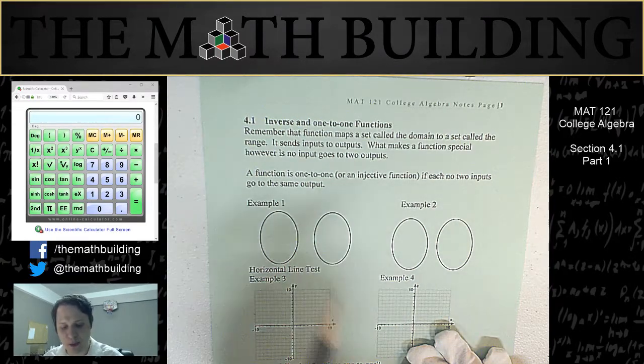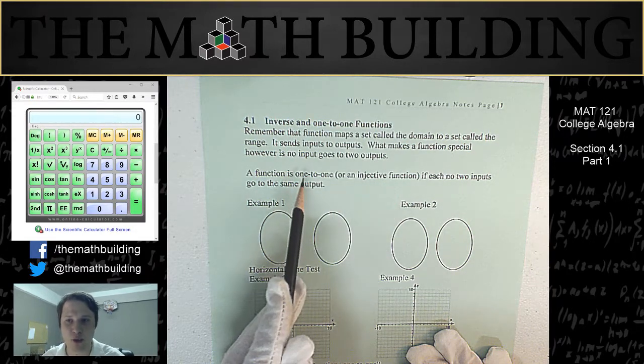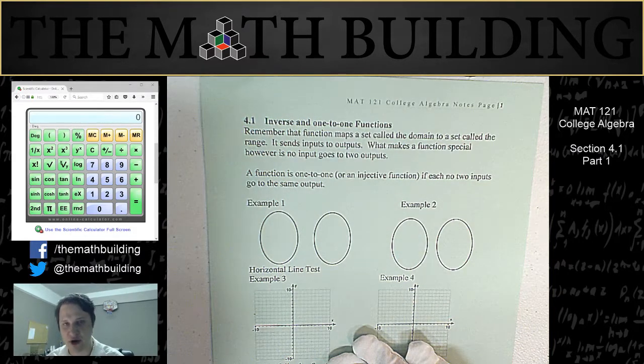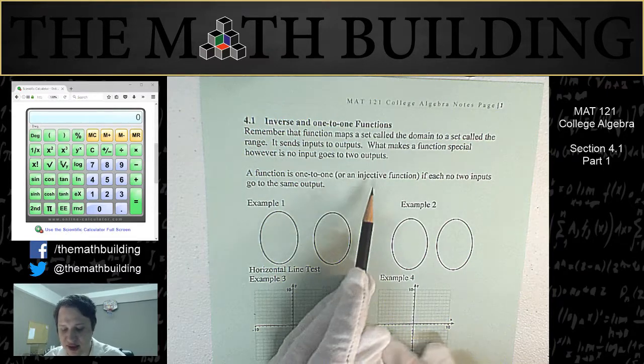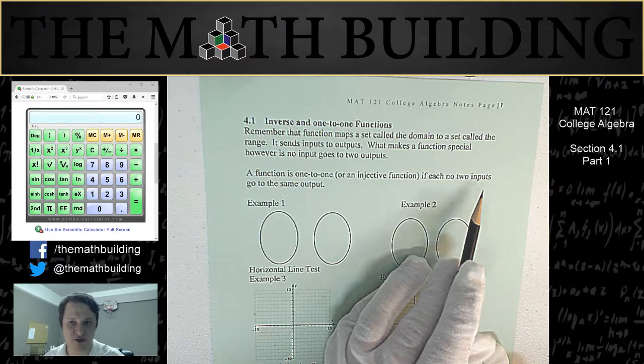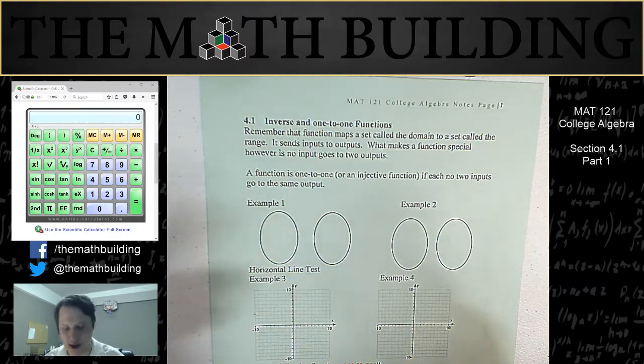Now, there's a special group of functions called injective functions, or they're sometimes called one-to-one. We already have a function where each input only goes to one output, but what makes an injective function special is that no two or more inputs go to the same output. So let me show you what I'm talking about.